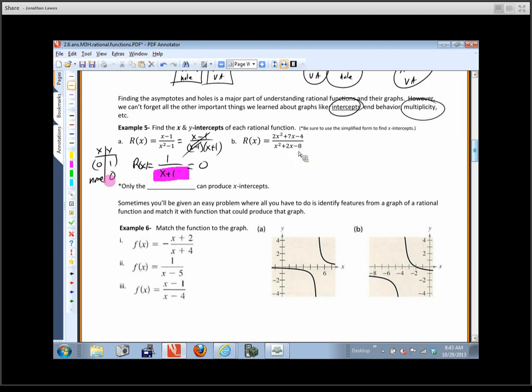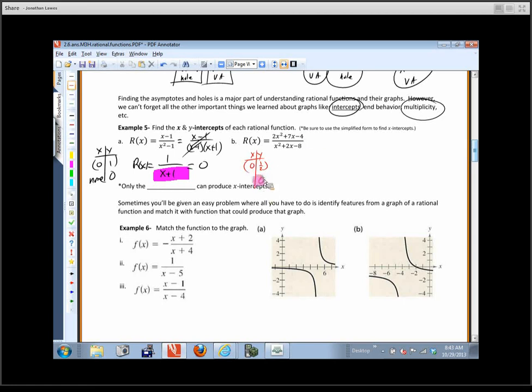Let's take a look at this one right here. Again, if we're going to find the Y-intercept, the Y-intercept is very easy. Plug in a 0. You can just look at it at the beginning. If you plug in a 0 here, you get 0. You get 0 here. The top is negative 4. The bottom, 0, 0, negative 8. So what's the Y-intercept? Negative 4 over negative 8, so positive 1/2, right?